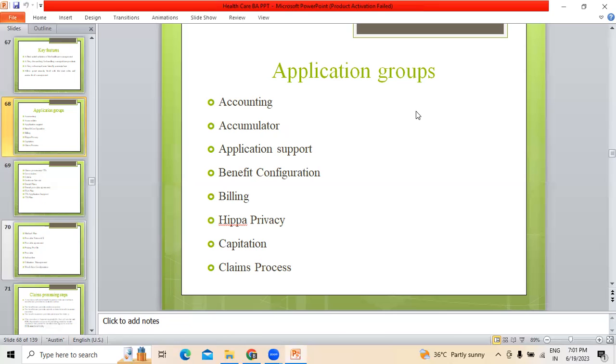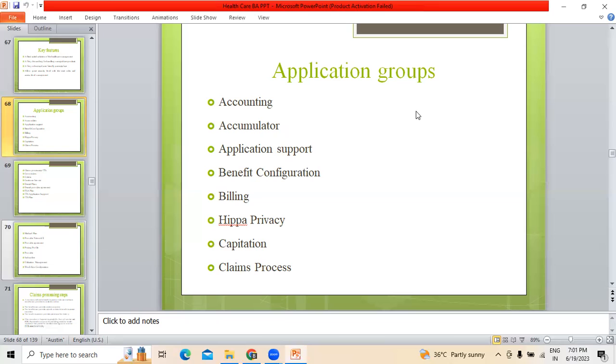Next is benefit configuration, you know that, right? Benefit configuration means whatever the benefits or beneficiaries need to be added, that has to be configured equally. That is what we call the benefit management system, and it has to be configured in the application. But this benefit configuration depends on the type of benefit it belongs to. Those configurations should also be there in this application group.